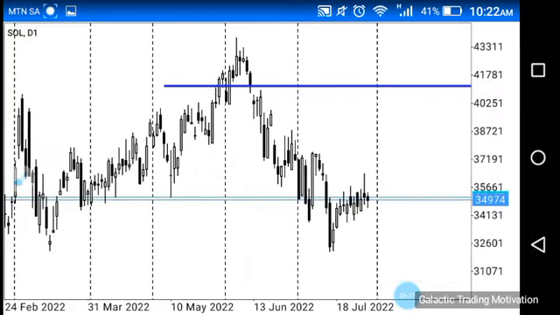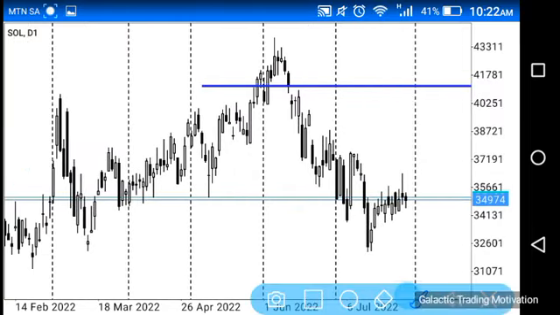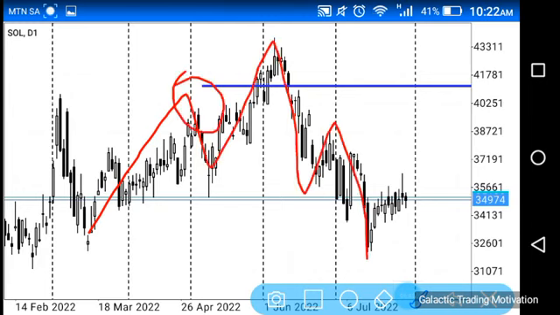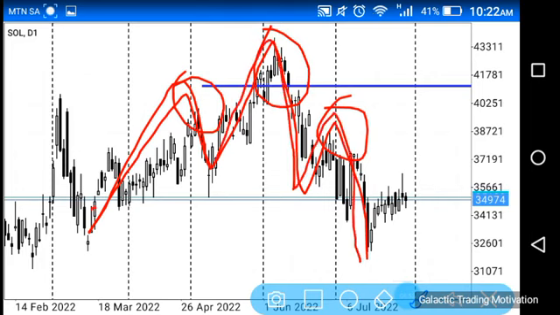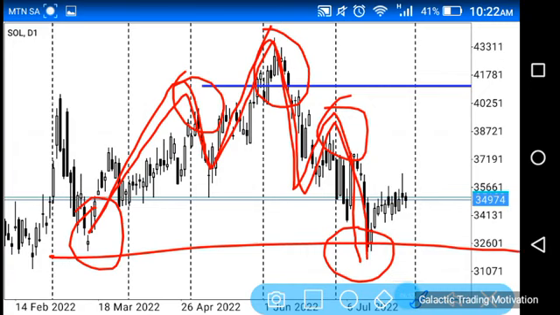Let's see. So we can see that the market also created a head and shoulders pattern in this region, with this being the left hand shoulder, this being the head, and this being the right hand shoulder. However, we can see that the move played itself out as it started here and ended here. So we can just disregard this head and shoulders pattern, because, as I say, it has played itself out, right?